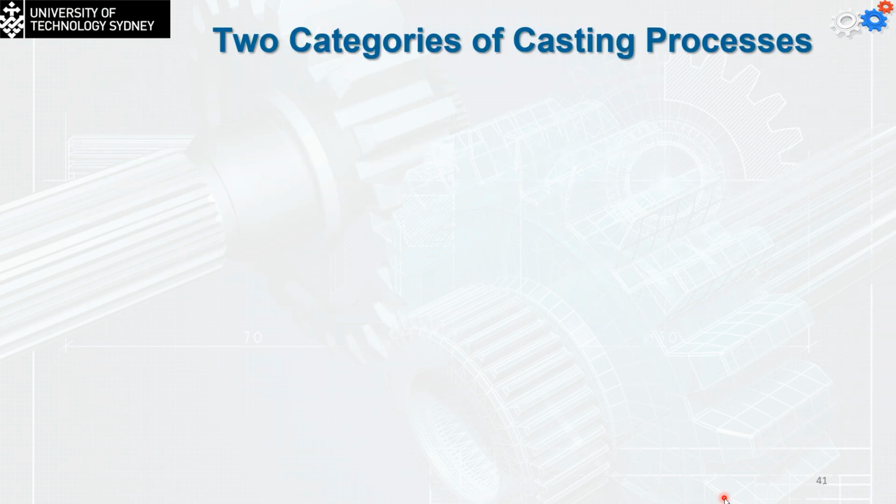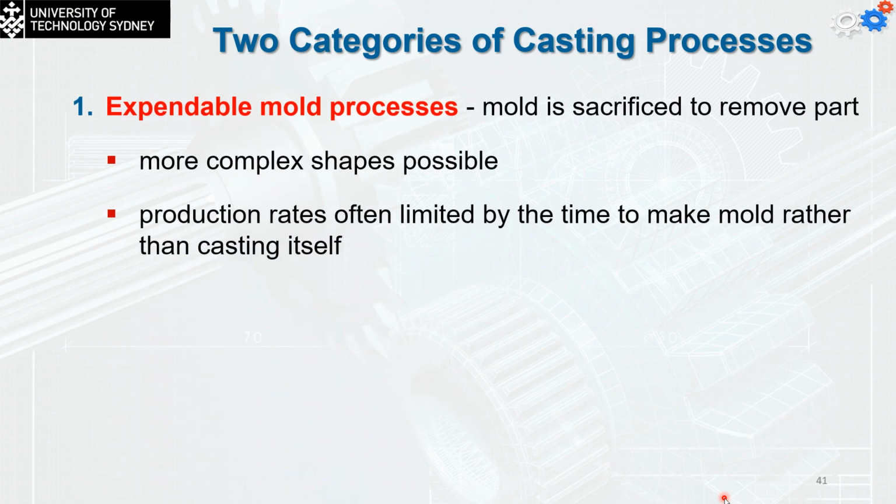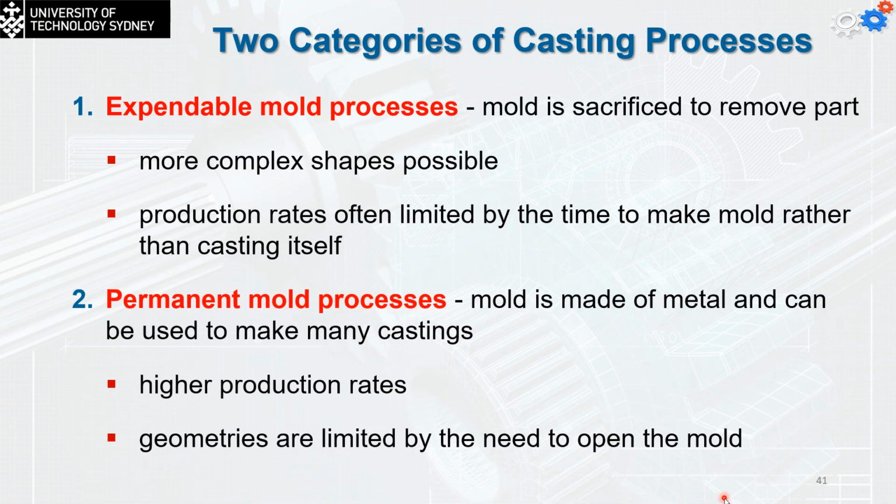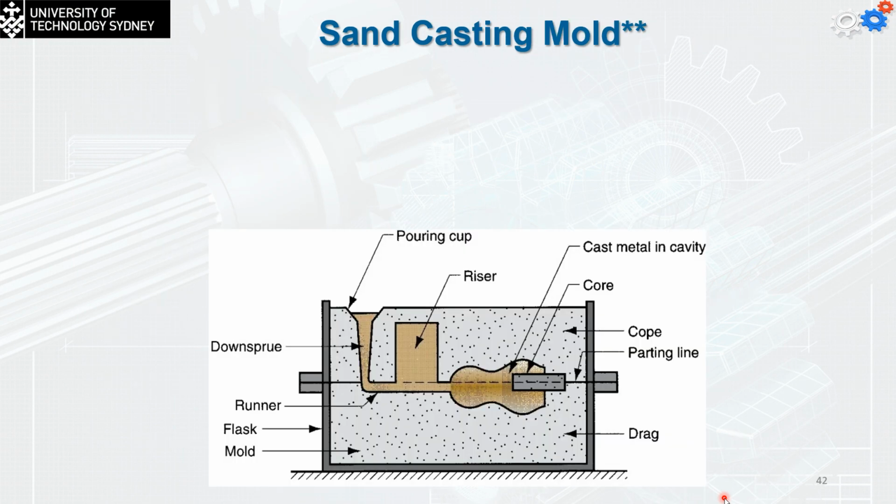Now, in general we have two categories of the casting process: the expendable mold process and the permanent mold process. This is an example of the sand casting mold. We said it consists mainly of two halves, and we have multiple parts generating the internal cavity within the cast part, which we call the cores. We should have the riser, and the riser must be designed to solidify in the final step. So it solidifies after everything else has solidified.